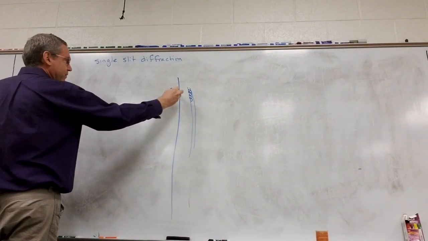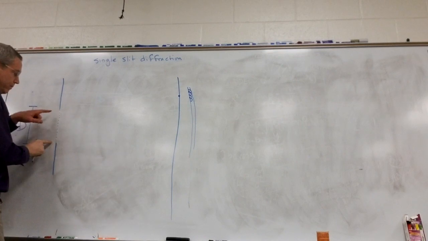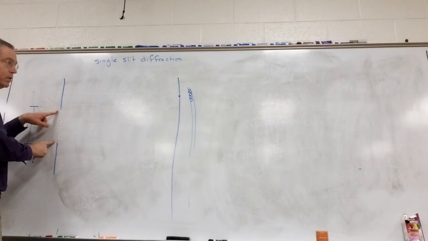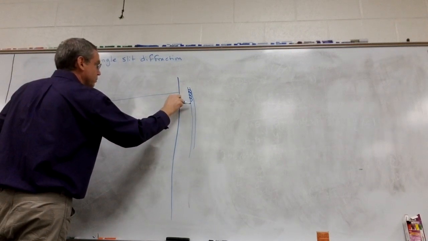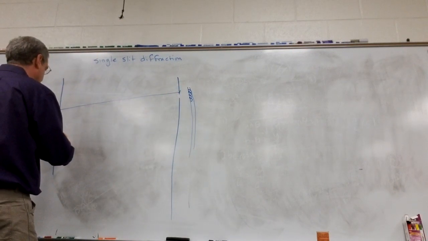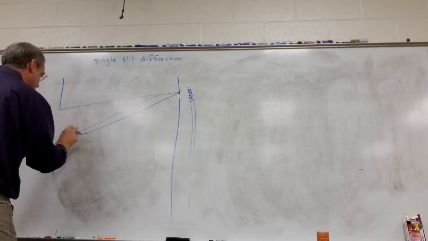Let's say that I have some point here where the points on the extremes would produce a bright spot. In other words, the extremes, let's move that dot there. I'm having difficulty drawing lines today.